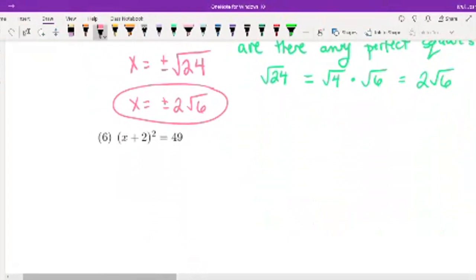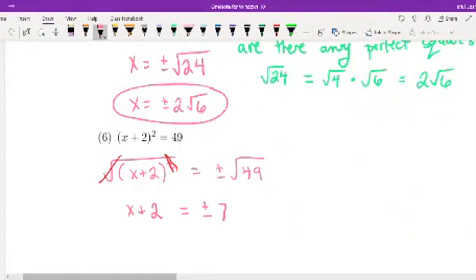Sometimes x is not the only thing that's being squared. But luckily, x plus 2 is the quantity that's being squared. So when we take the square root of both sides, that square root and the square still cancel out, and that x plus 2 pops out of the perfect square.